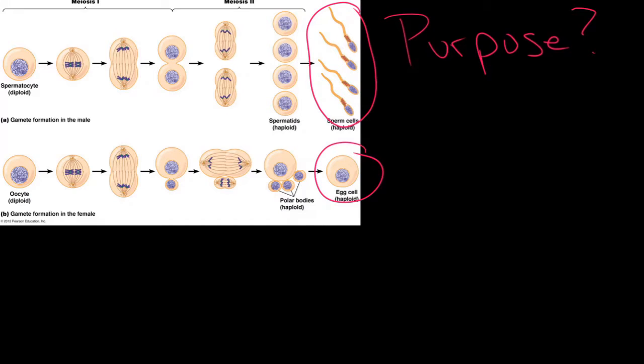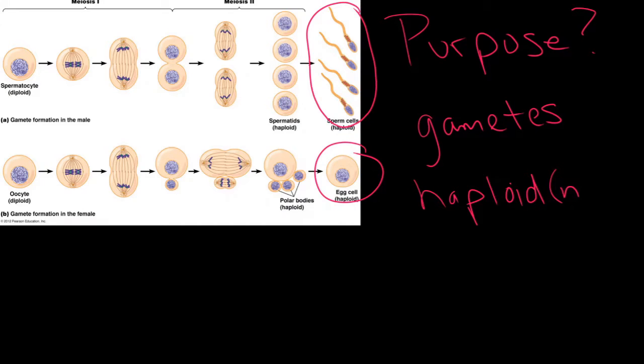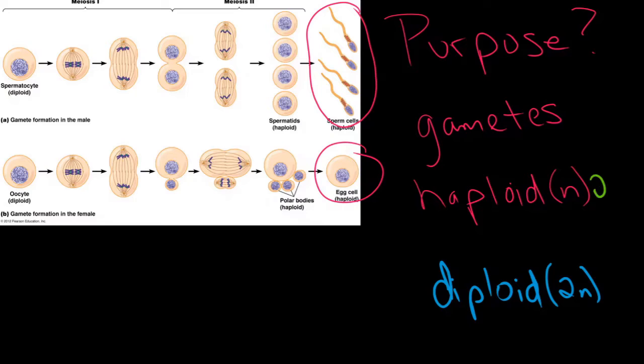Now, again, I want to reiterate that these are gametes. These are sex cells, and they are different than your regular somatic body cells in that they are haploid. They only have half the regular number of chromosomes, as opposed to body cells, which are diploid or 2N. So in humans, just to reiterate very quickly, your gametes, your haploid cells, would have 23 chromosomes, and the diploid cells would have 46.